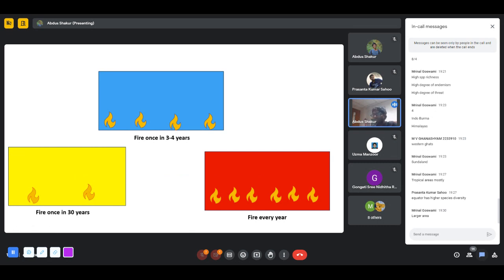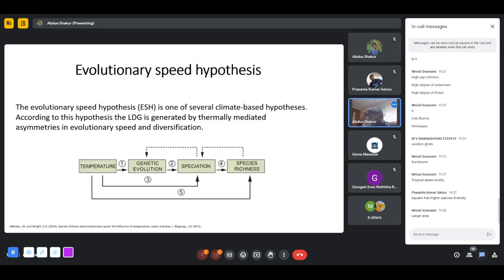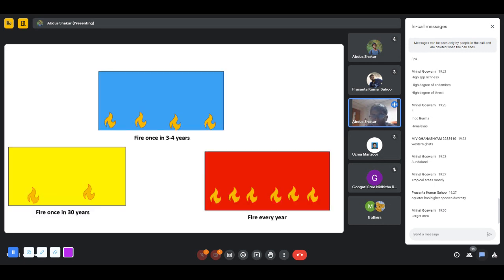And there is another hypothesis that talks about how species are present in an area. In this example, let's say there are three different areas, three different forests. Forest one has fire once in 30 years. Forest two has fire once in 3 to 4 years. Forest three has fire every year.